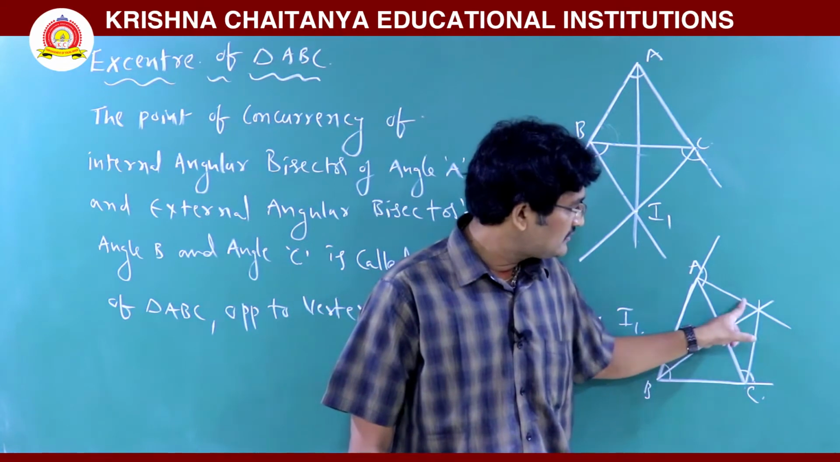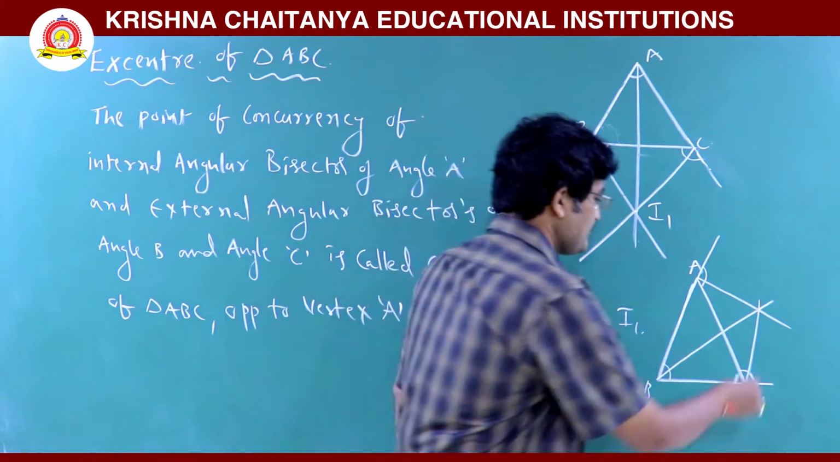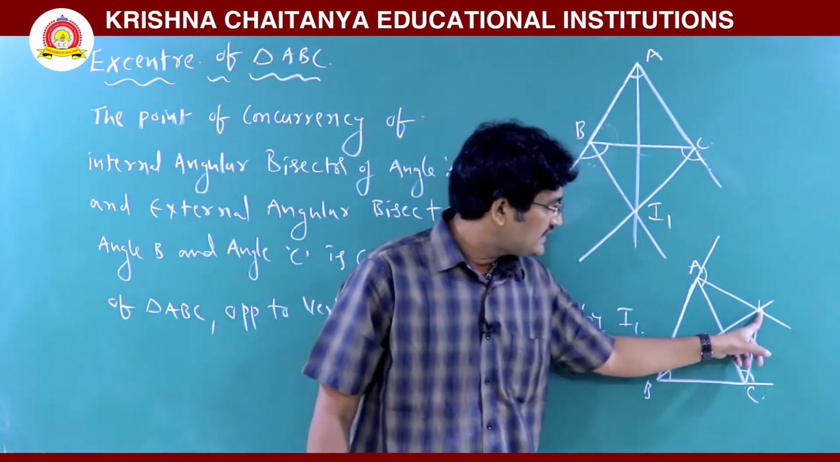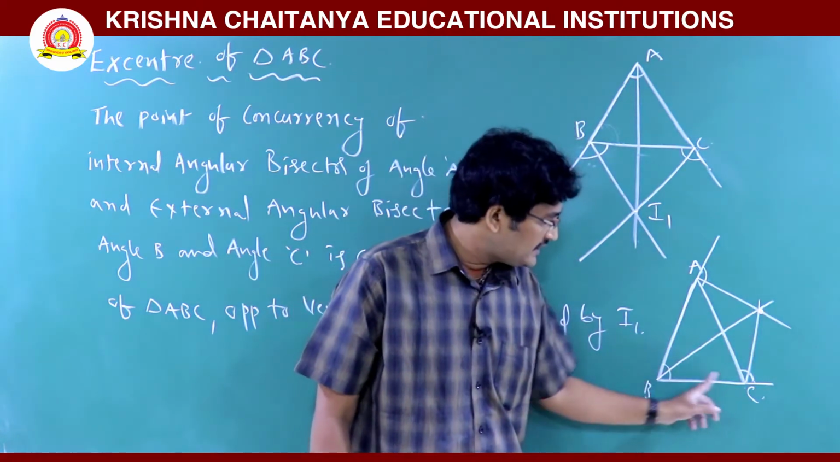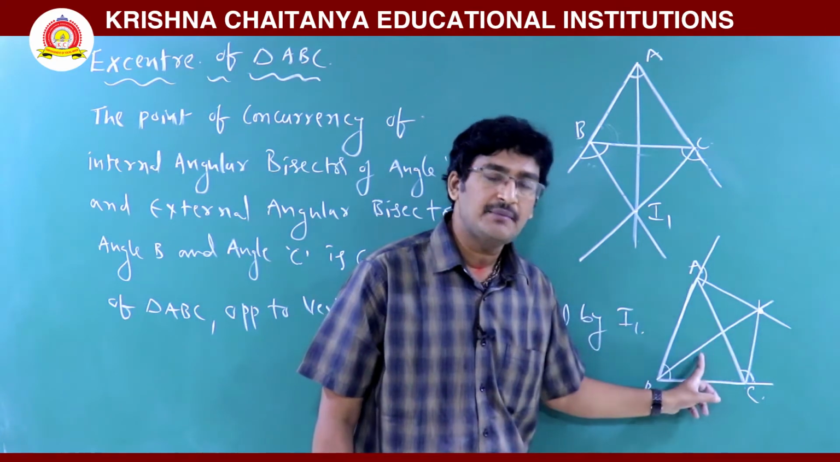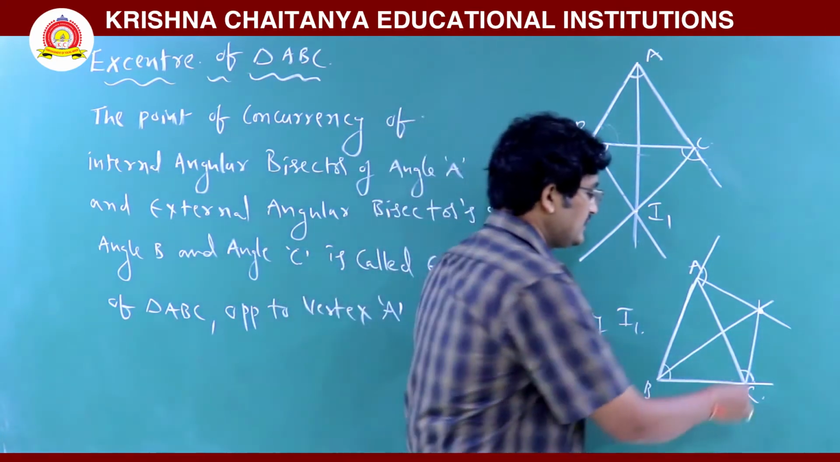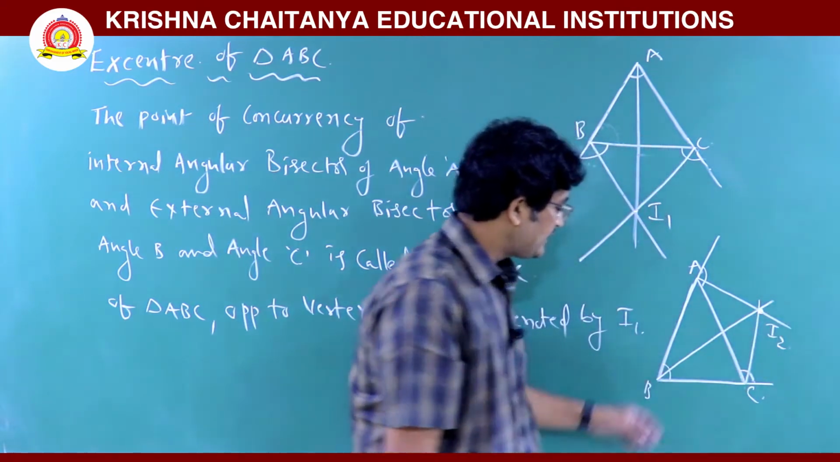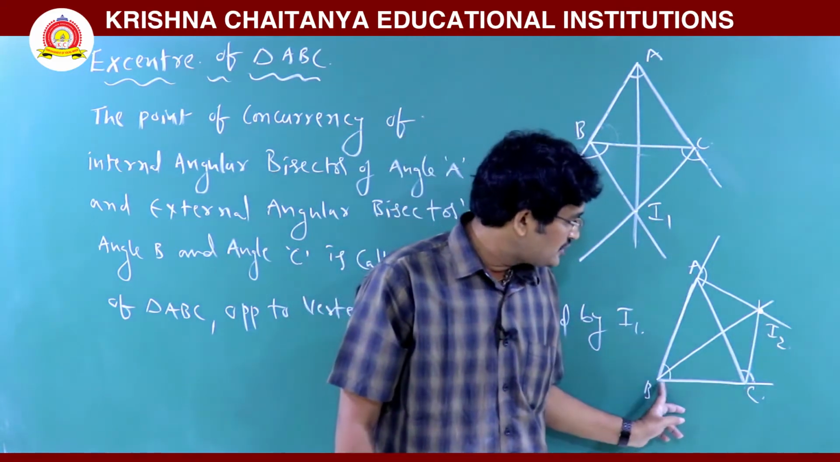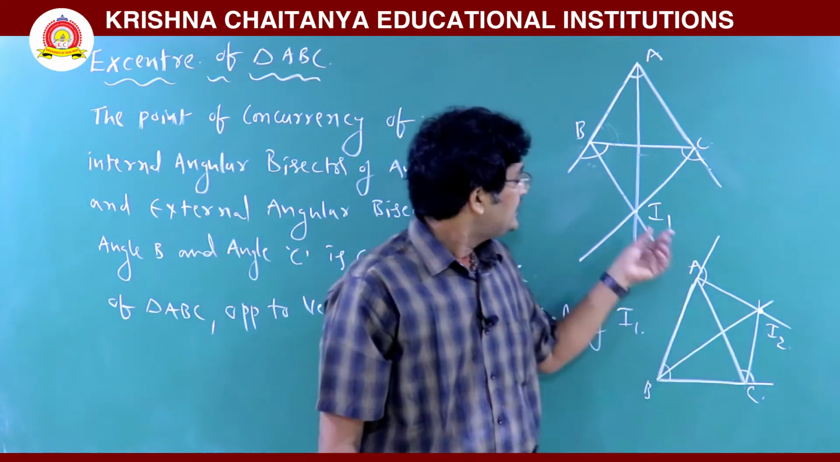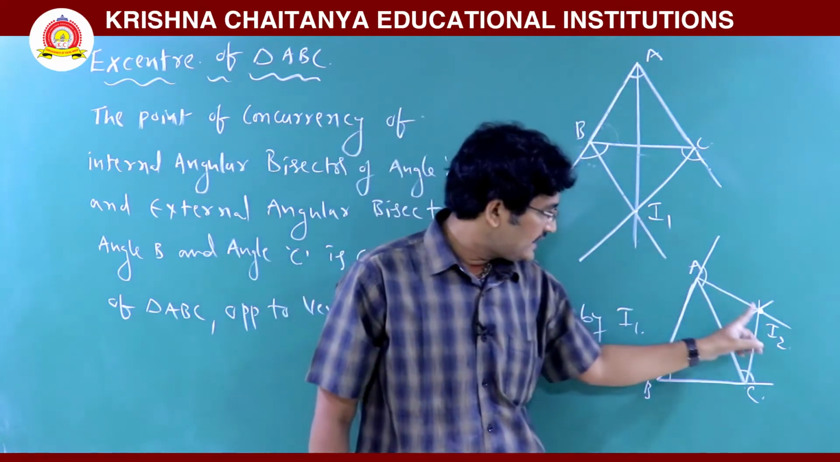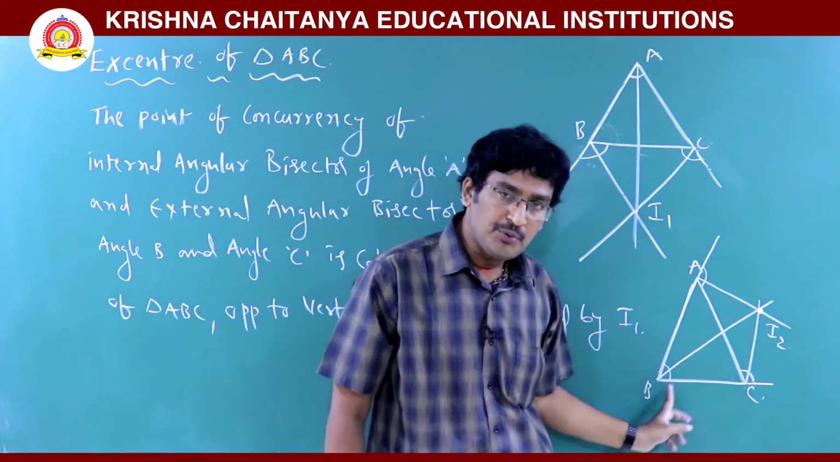Those three lines meet at this point. It is a point of concurrency. So this point of concurrency is called the excenter of triangle ABC. It is one more excenter for this same triangle, and it is denoted with I2. I2 represents the excenter of triangle ABC which is opposite to vertex B.